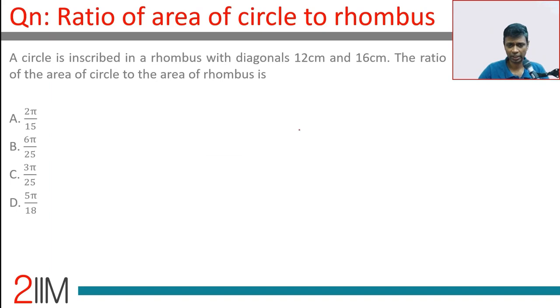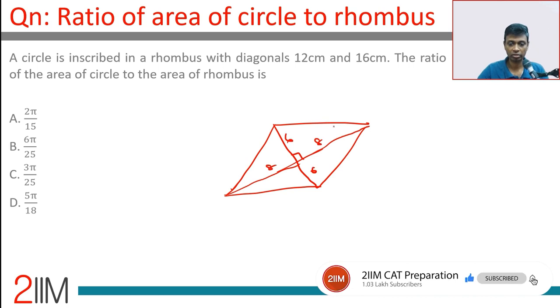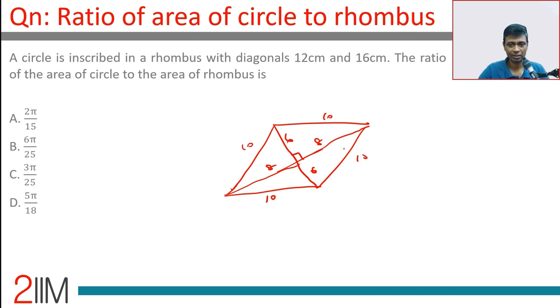Diagonals 12 and 16. Nice little rhombus here. Diagonals of a rhombus are perpendicular bisectors of each other. So it will be 6, 8, 8, 6, 10, 10, 10, 10. A circle is inscribed inside this. Beautiful. So we want to find the ratio of area of circle to the area of the rhombus.